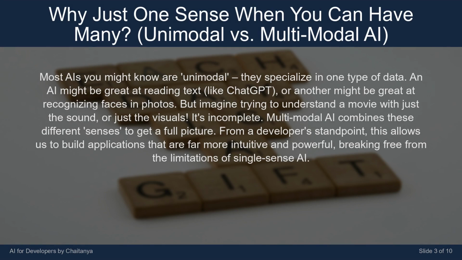Most AIs you might know are unimodal. They specialize in one type of data. An AI might be great at reading text, like ChatGPT, or another might be great at recognizing faces in photos. But imagine trying to understand a movie with just the sound, or just the visuals. It's incomplete. Multimodal AI combines these different senses to get a full picture. From a developer's standpoint, this allows us to build applications that are far more intuitive and powerful, breaking free from the limitations of single-sense AI.